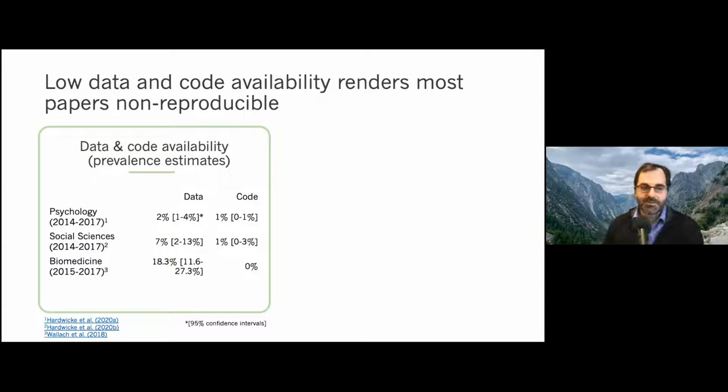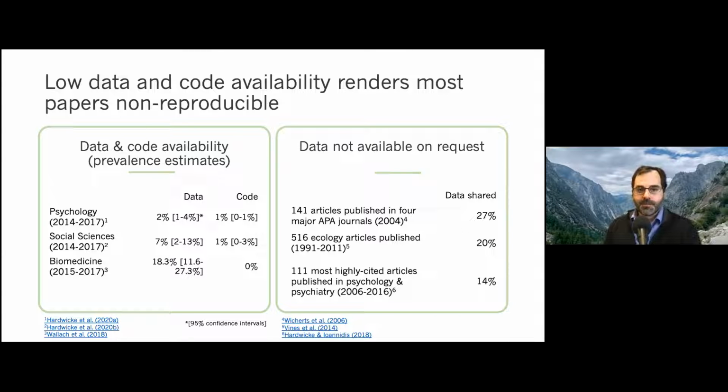Only doing a little bit better in social sciences and a bit better on data in biomedicine, but worse on code. Further, for many years, the standard for data sharing has been data available on request, but data tend not to be available from authors on request. One systematic sample from 2004 found that 27% of authors shared data according to requests.